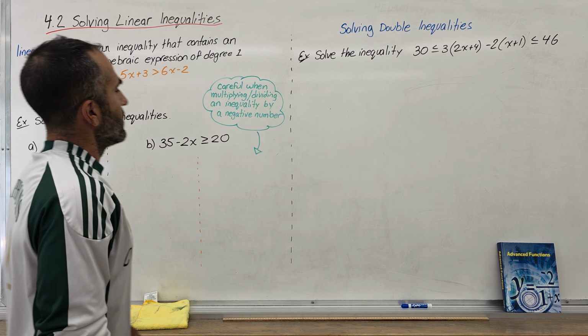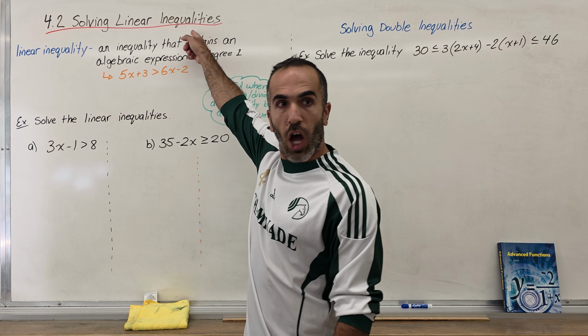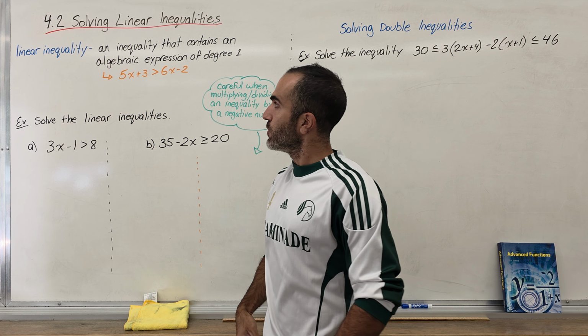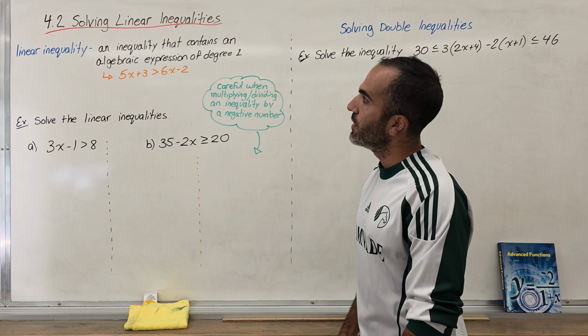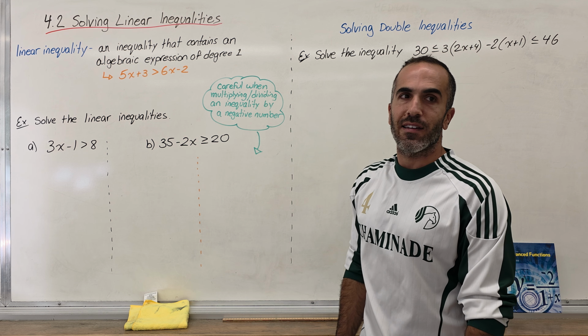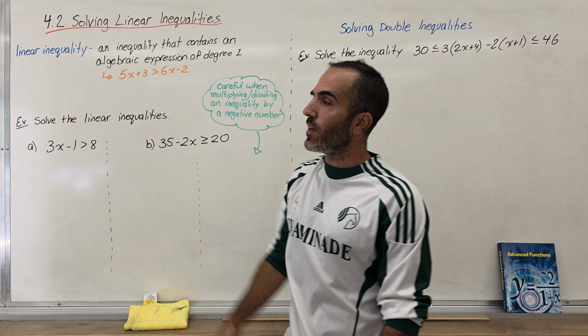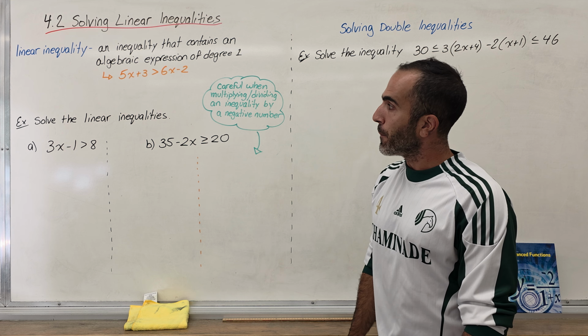So we solved equations for pretty much your whole math life, and now we're solving not equations, called inequalities. So when two things aren't equal to each other, they're an inequality. So a linear inequality is an inequality that contains an algebraic expression of degree 1. So lines have just an x, no x squared, no x cubed, nothing like that.